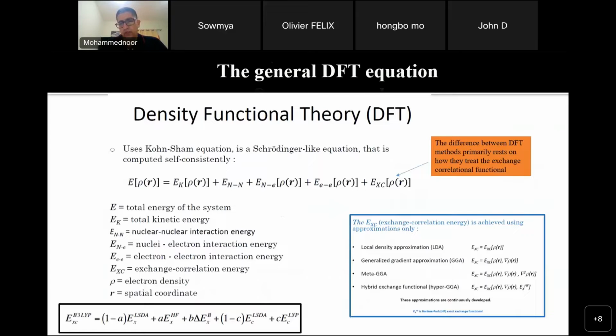So different DFT methods apply different exchange correlational for a particular system. And the commonly used ones belong to one of those four families: the local density approximation, the generalized gradient approximation, and the hybrid exchange. So here the difference is only in this term, the exchange correlational. Actually, this term is right to treat the exchange, or how the electrons interact with each other inside a molecule.